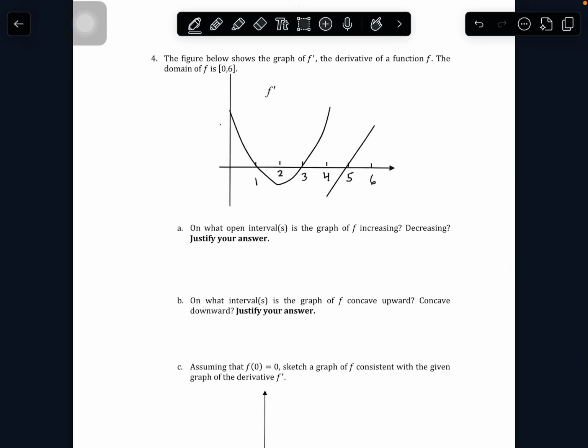Okay, moving on to number 4. So we have the graph of the derivative. That's super important here to answer the following questions. Okay, I think Colin hand drew this.